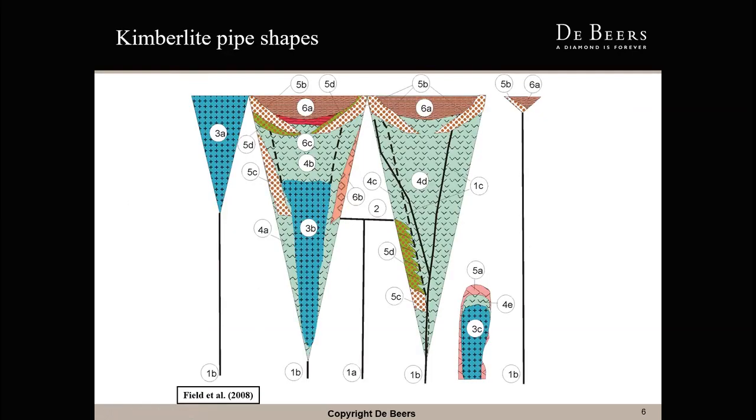So if we look at the kimberlite shapes, just simply looking in the Southern African region, it's evident that there is a vast array of different kimberlite shapes and forms. And it's quite clear when you look at these different morphologies that the emplacement process is actually quite diverse.